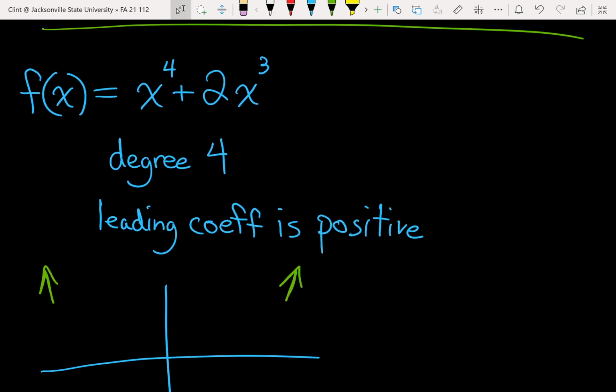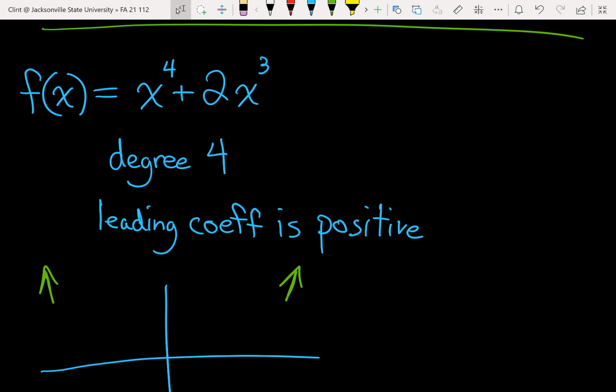The y-intercept is just as easy. It's easy in either form. So here to find the y-intercept, we'll plug in 0 for x.